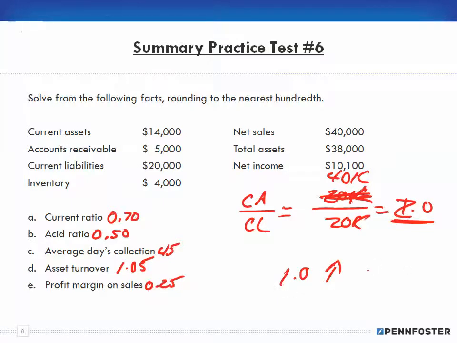If the number is 1.0 or below, as in the case here, that's not a good number for me, because I don't have enough money to be able to pay off my current liabilities.